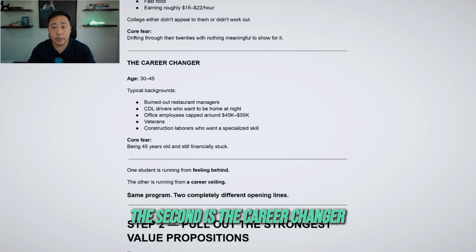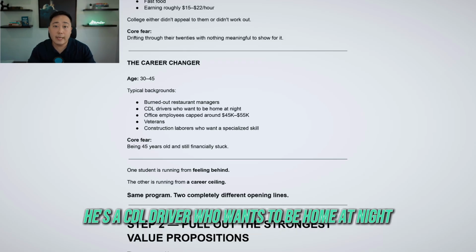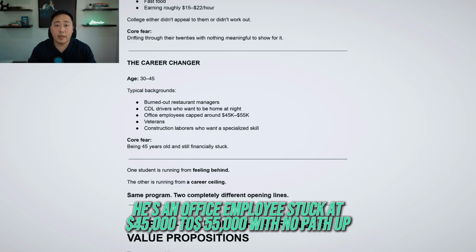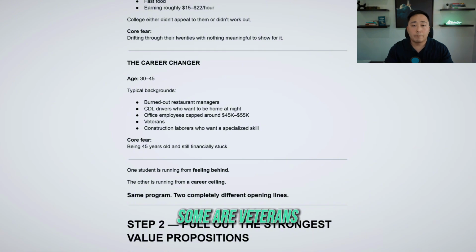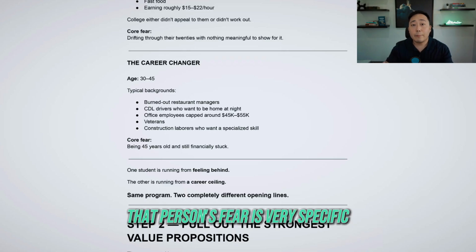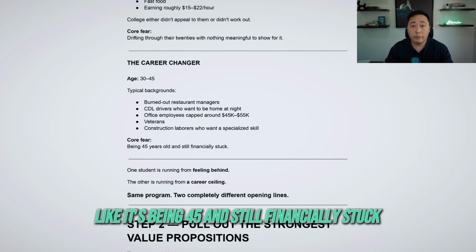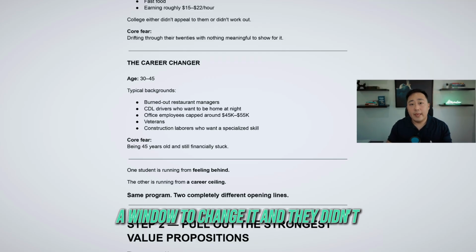The second is the career changer, 30 to 45. She's a restaurant manager burned out on the hours. He's a CDL driver who wants to be home at night. He's an office employee stuck at $45 to $55,000 with no path up. Some are veterans coming back to civilian work. Some are construction laborers who want a real skill instead of being the guy carrying things. That person's fear is very specific. It's being 45 and still financially stuck. It's letting their family down. It's looking back and realizing they had a window to change it, and they didn't.